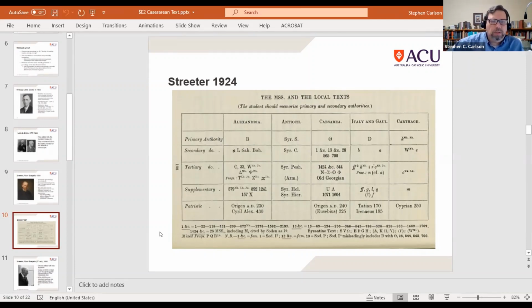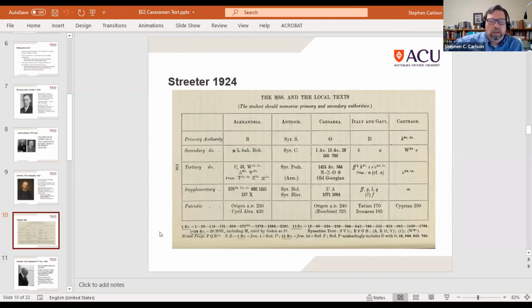Then he has a number of tertiary witnesses. Most of these, I think 33 is important, but a lot of these are Alexandrian ones with a lot of Byzantine mixture in it. And then he calls supplementary what we would consider Byzantine with some Alexandrian readings. And his main patristic authorities for this text are Origen when he lived in Alexandria, and also Cyril of Alexandria in the 5th century.